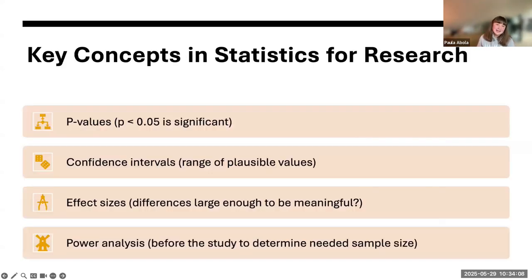And of course, you have more concepts that you need to understand in statistics. You might have heard of p-values. When you run a statistical test, you usually get a p-value. And this value tells you, if the null hypothesis were true, so if there were actually no difference between the groups, how likely would it be to see a result this extreme just by random chance?